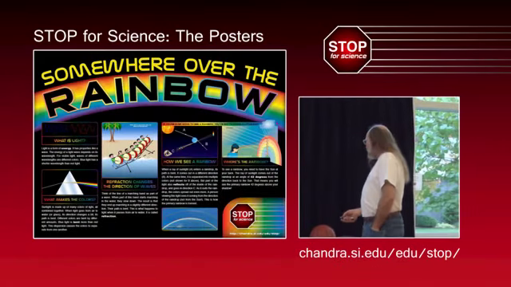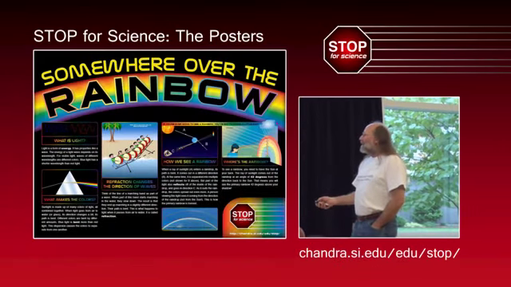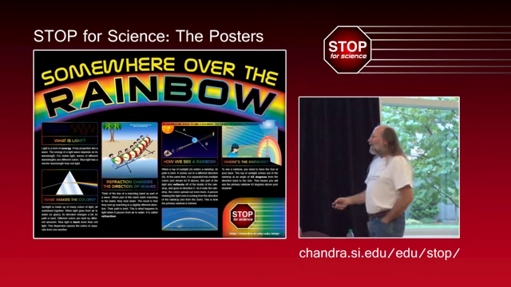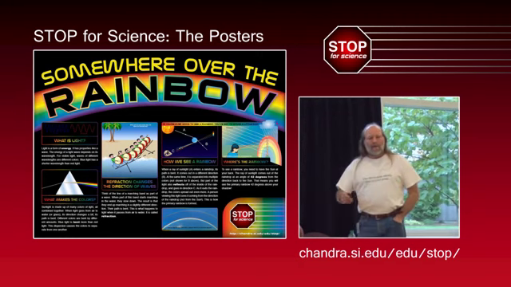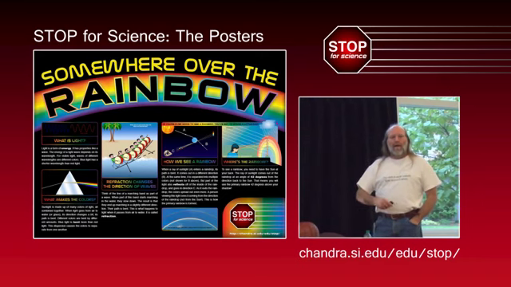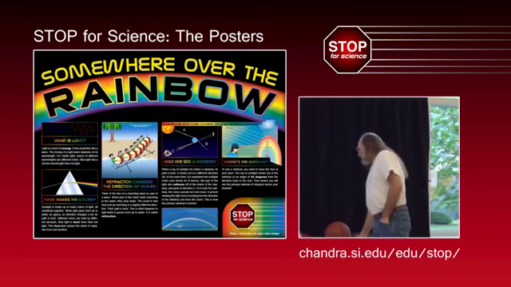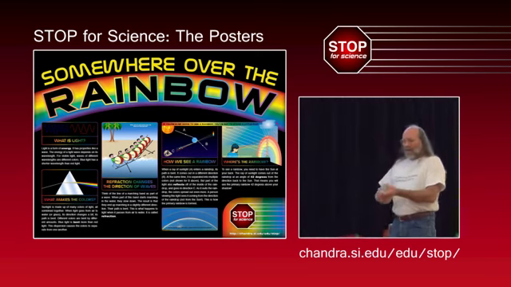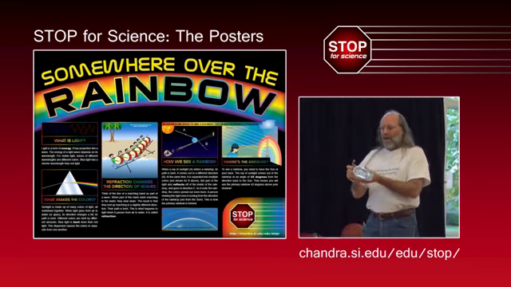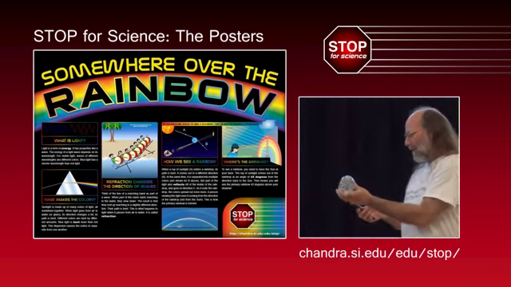Finally, somewhere over the rainbow, this emphasizes what happens when light goes from one medium into another medium where it moves more slowly, and the fact that the light path is bent. So here is a cylindrical raindrop.